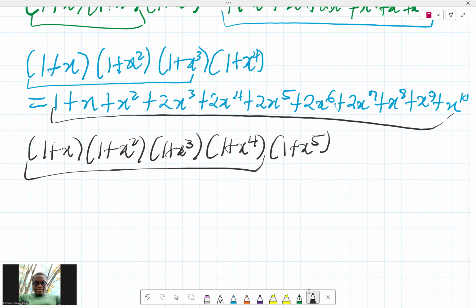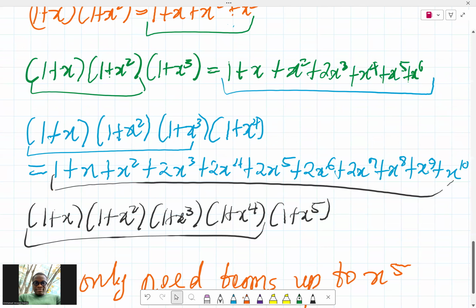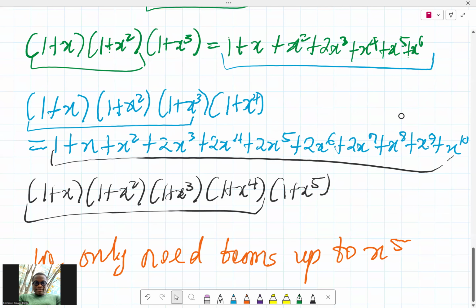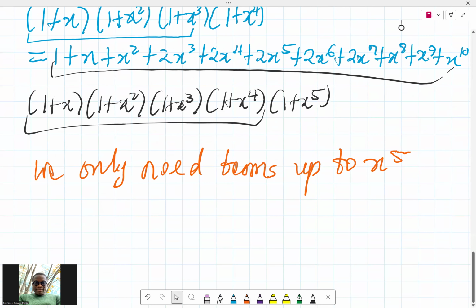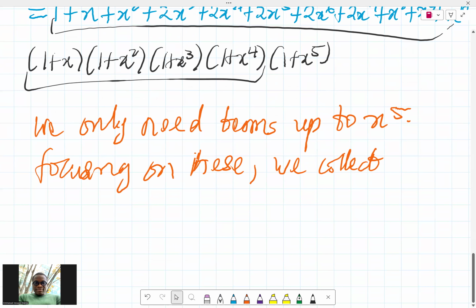So we now see that we only need terms up to x raised to power 5. Normally we didn't even have to go all that way. I guess we should have stopped. Okay, we only need terms up to x raised to power 5 for every possible thing we have here. So focusing on this, we collect all those terms where x raised to power 5 appears.